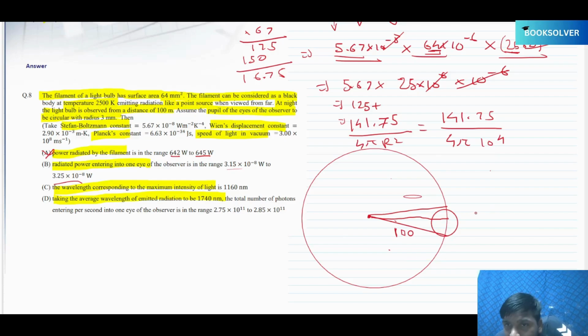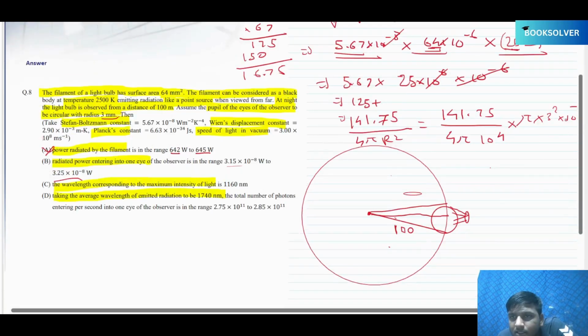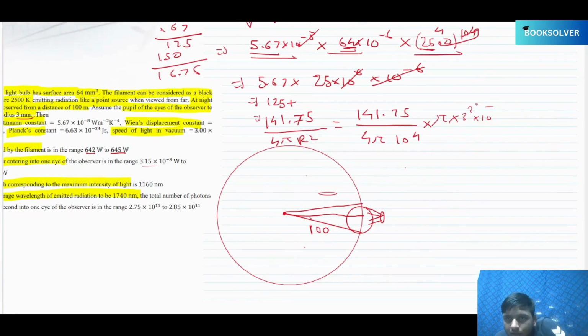Now if it is entering someone's eye pupil, we have to consider that these rays are entering somewhere like this. So some part of this intensity will be multiplied with the pupil's area. The pupil's area can be given as 3 millimeter, which means pi times 3 millimeter squared, that is 3 square into 10 to the power minus 6.